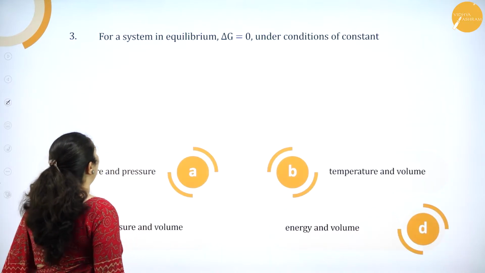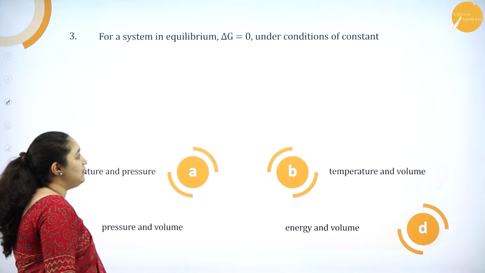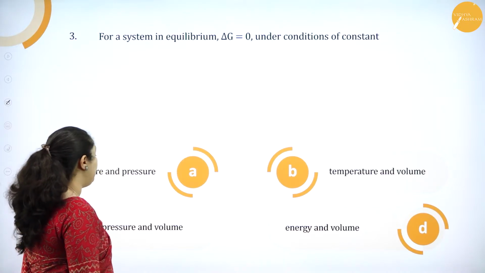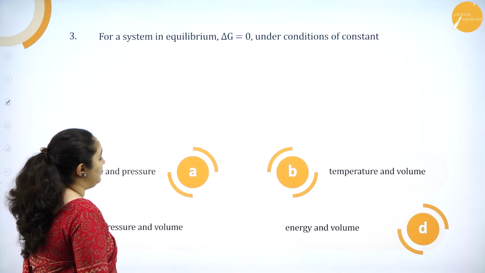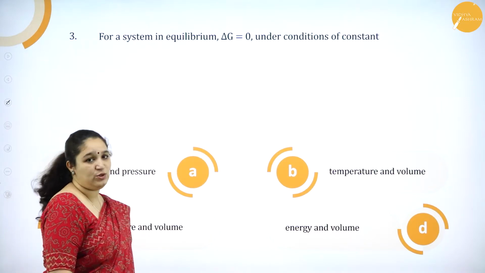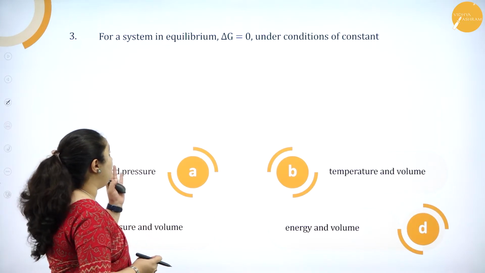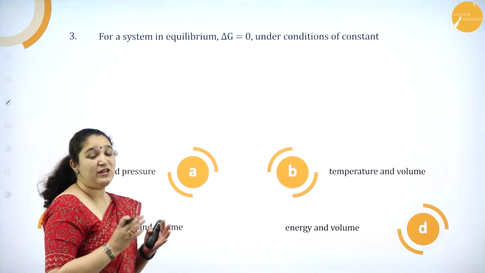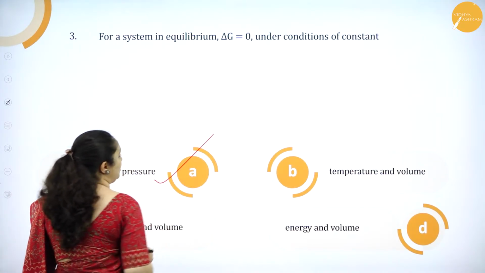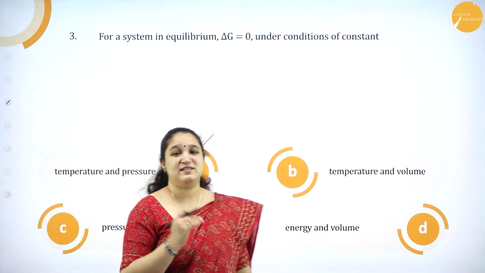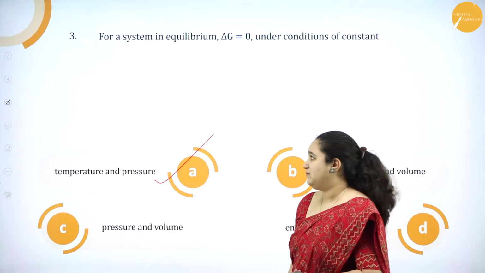Next question. For a system in equilibrium, delta G is equal to 0 under conditions of constant temperature and pressure, temperature and volume, pressure and volume, or energy and volume. So when delta G is equal to 0, for the system at equilibrium, it should be at constant temperature and pressure. So option A is the correct answer. It is a factual question, isn't it?